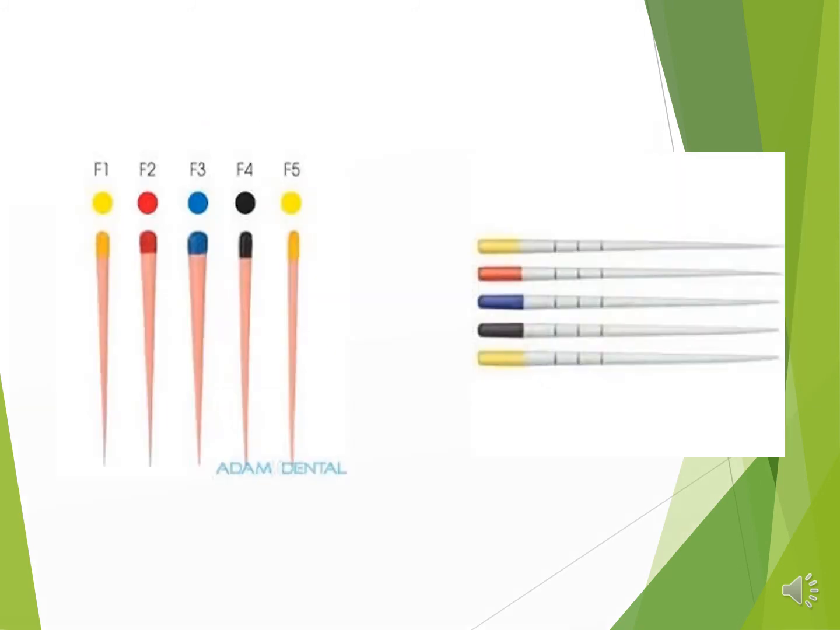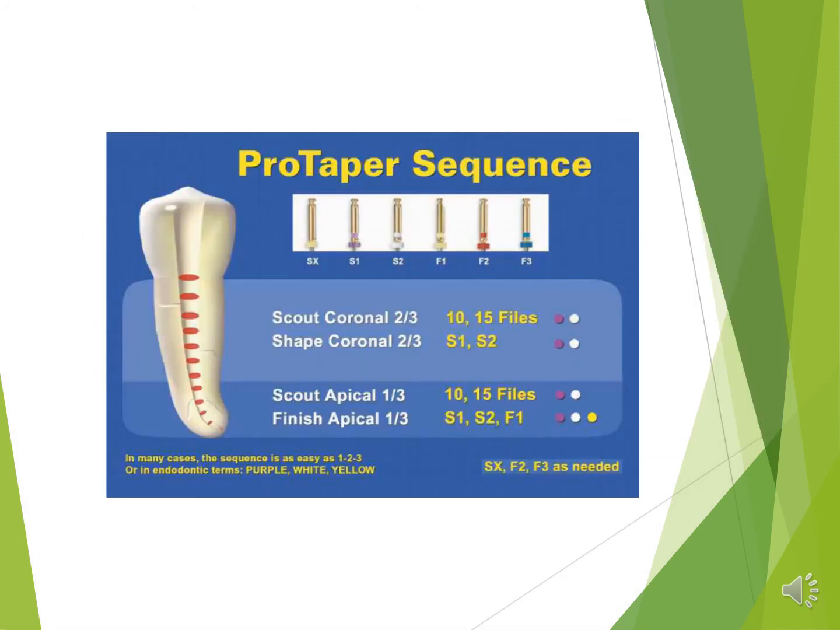Easy, you get the paper points as well as GP points, which exactly conform to the files of Protaper. So get the shaping with the Protaper sequence. The first and foremost important step is to create a straight line access to the canal orifice.